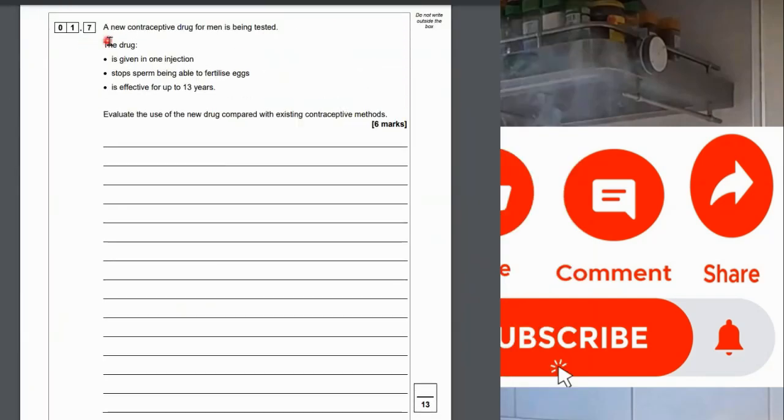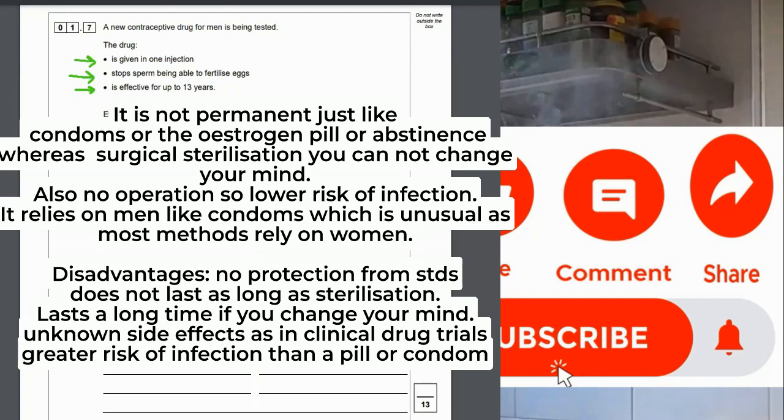Okay, time for a 6 marker. A new contraceptive drug for men is being tested. The drug is given in one injection. It stops sperm being able to fertilize eggs. It's effective for up to 13 years. Evaluate the use of the new drug compared with existing contraceptive methods. So here I've gone ahead and slammed all the answers onto the page.